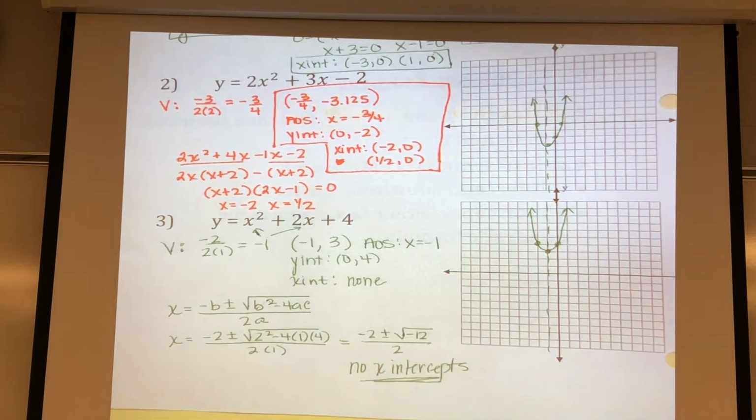So anytime you're trying to graph a parabola, find the vertex, the axis of symmetry, the y-intercept, and the x-intercepts if they exist.